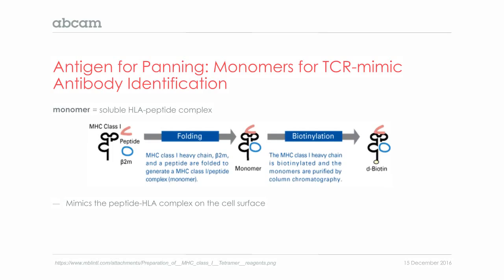So the monomer mimics the peptide-HLA complex on the cell surface. And the biotinylation is really useful for our purposes. It allows for easy in vitro manipulation, such as conjugation to streptavidin magnetic beads or streptavidin agarose, and we're going to use this conjugation for panning. Or for downstream assays, what we frequently do is we conjugate our monomer to streptavidin ELISA plates.